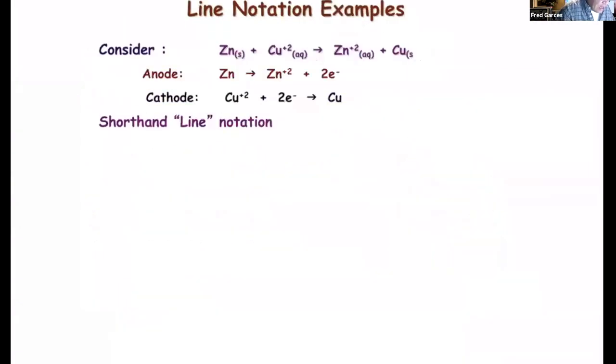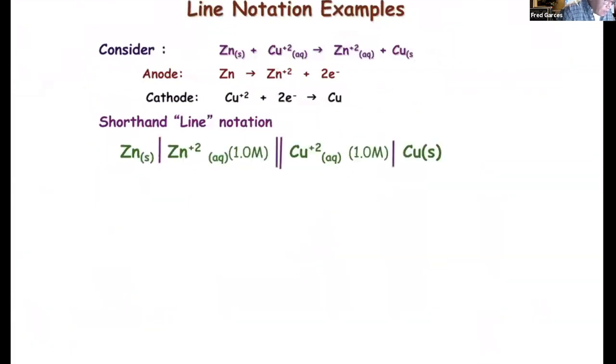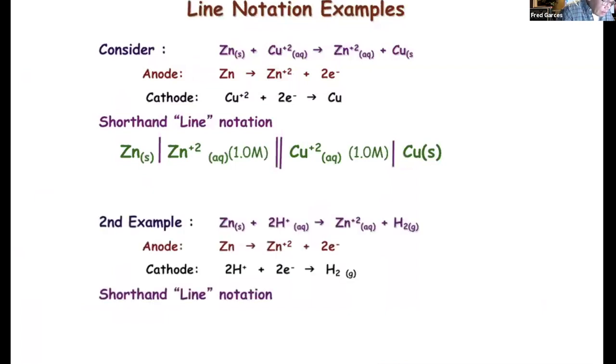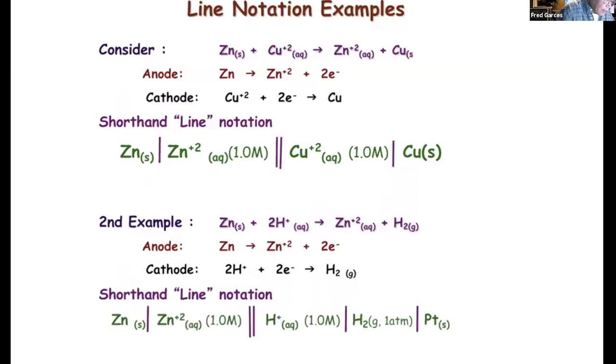So let's take a look at the line notation for some of these. These are what we just talked about. The line notation for this, that was our second example, would look like this. Again, oxidation, reduction. We have 1 molar solution. I didn't even identify the ions. It's not critical. The critical point here is that you understand what is your anode, what is your cathode, and what their concentrations are. So here we have zinc going to zinc plus 2.